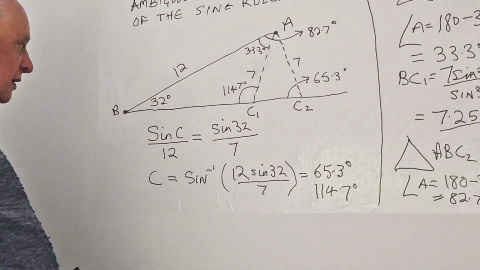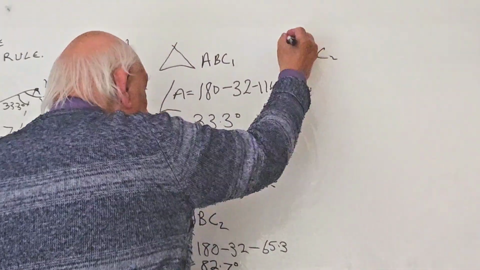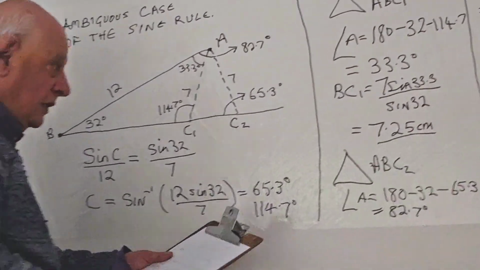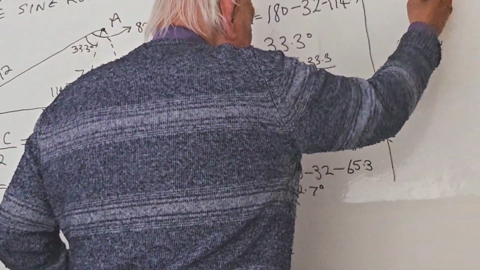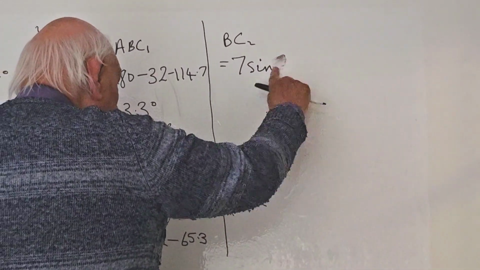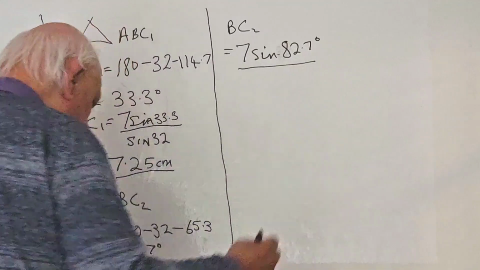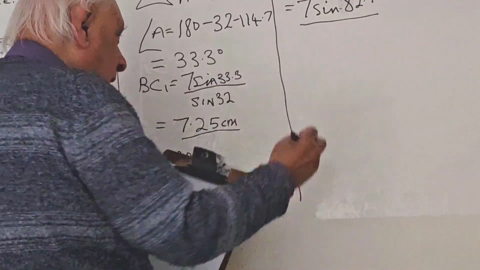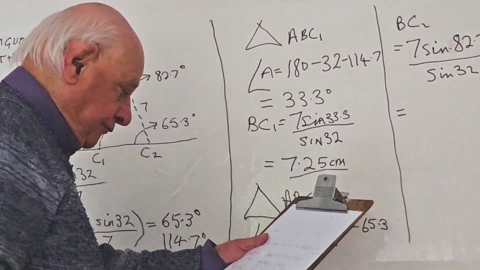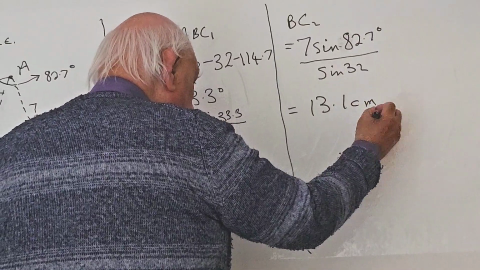It's a straight application of the sine rule. B to C2 will equal 7 sine 82.7 divided by sine of 32, which comes to 13.1 centimeters. That does it.